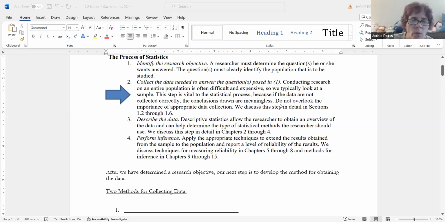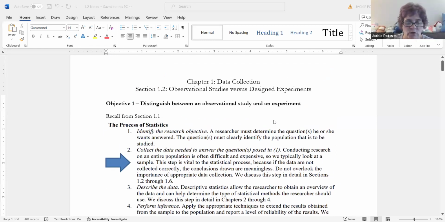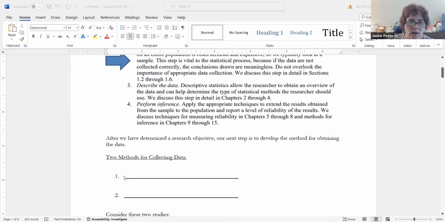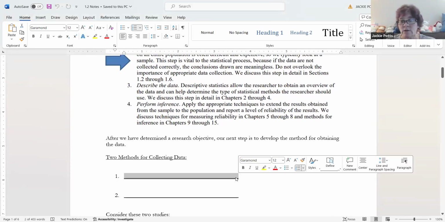So let's talk about collecting the data. We have two forms. Oh, hold on here. I forgot to share screen. Sorry. We have two forms of data collection. And this is going to be important to understand the difference come chapter 4.